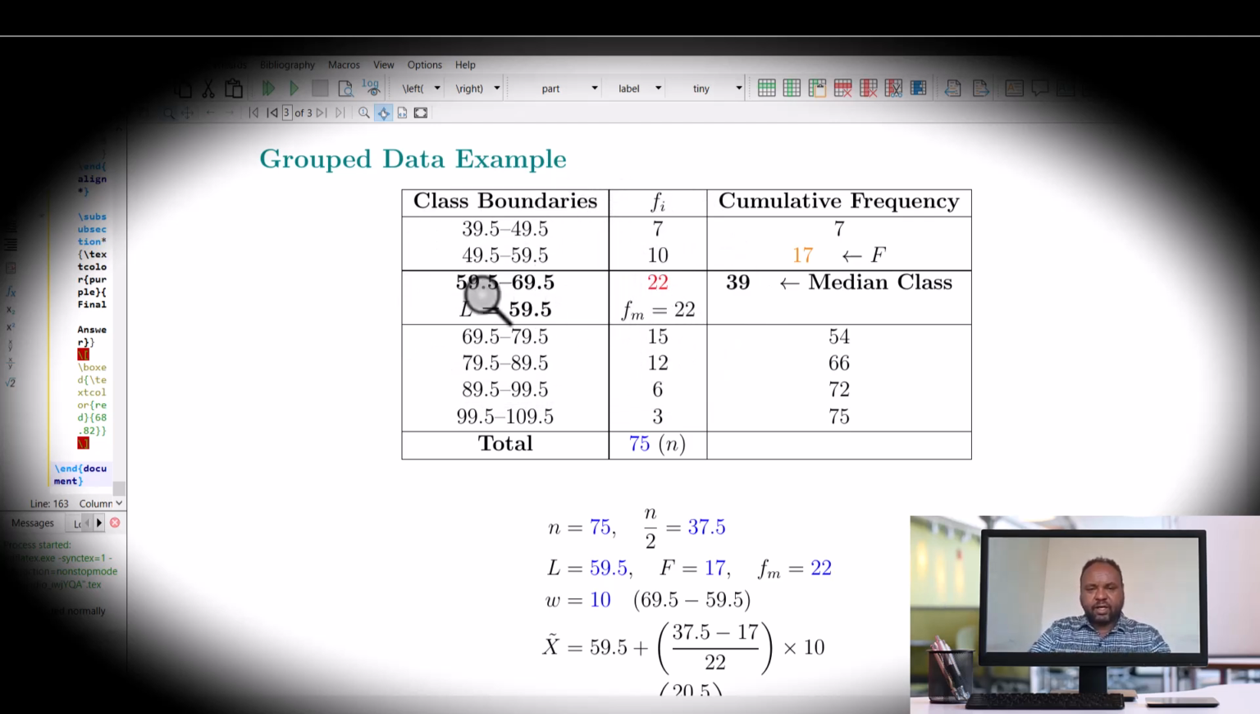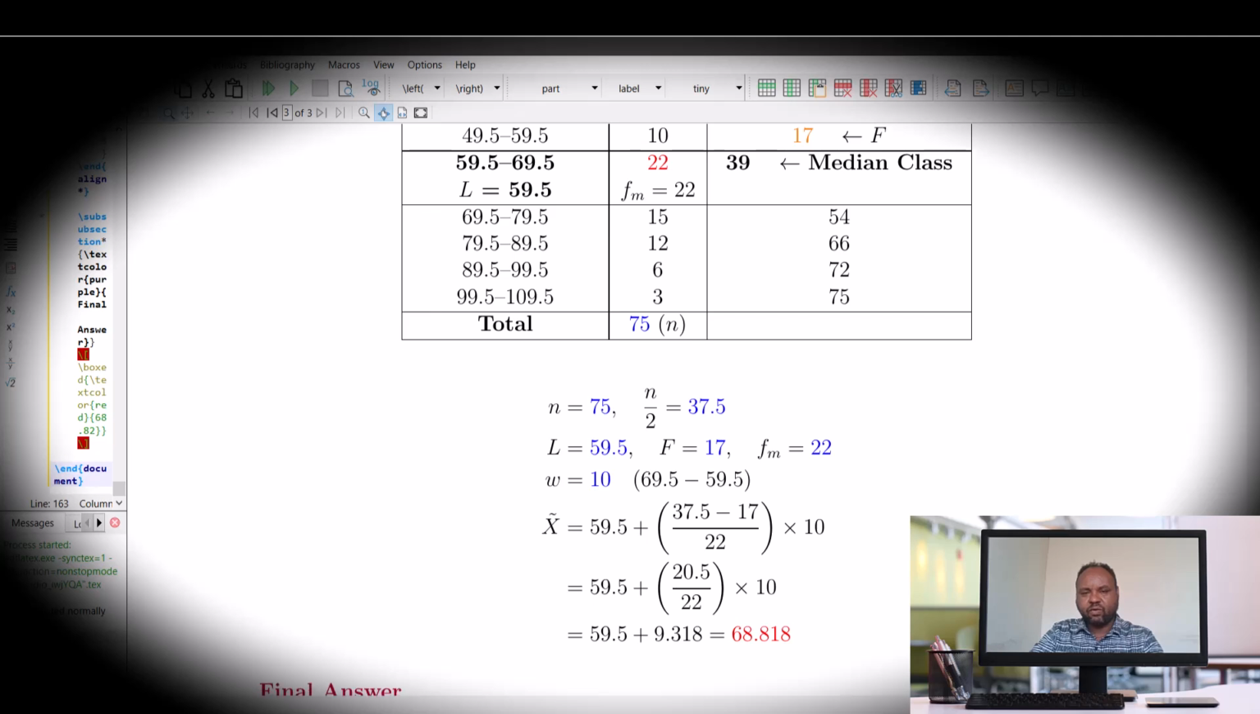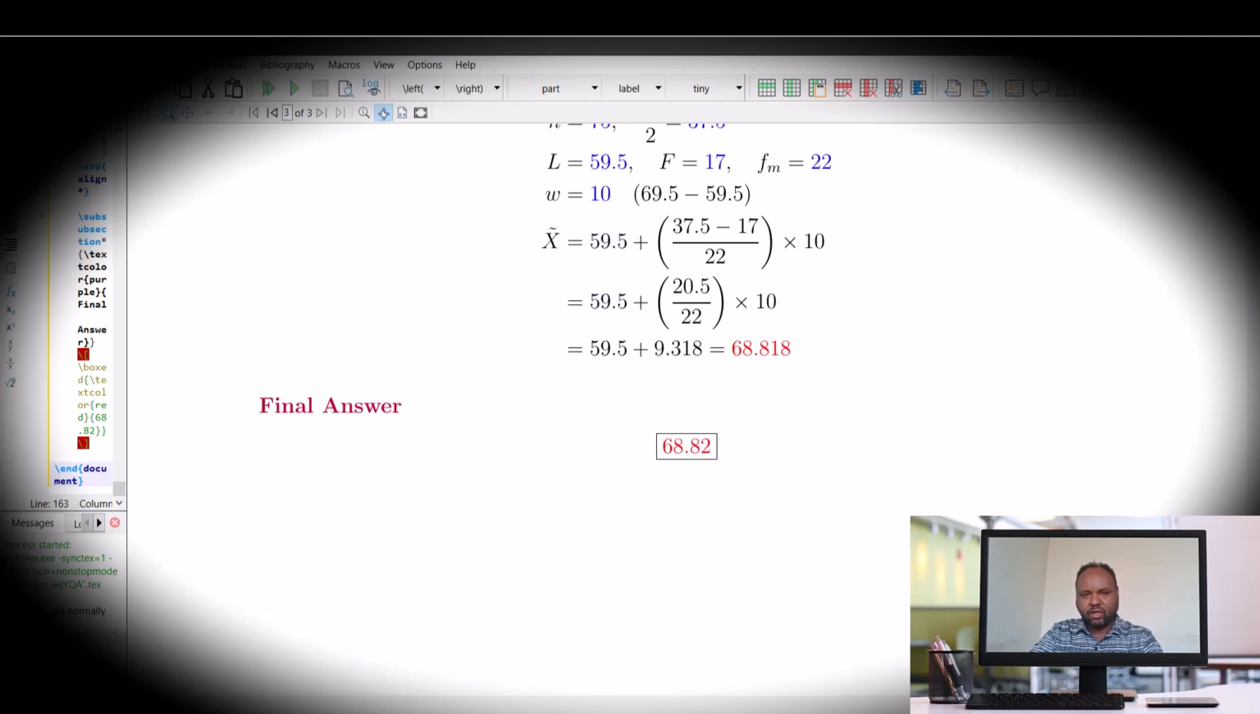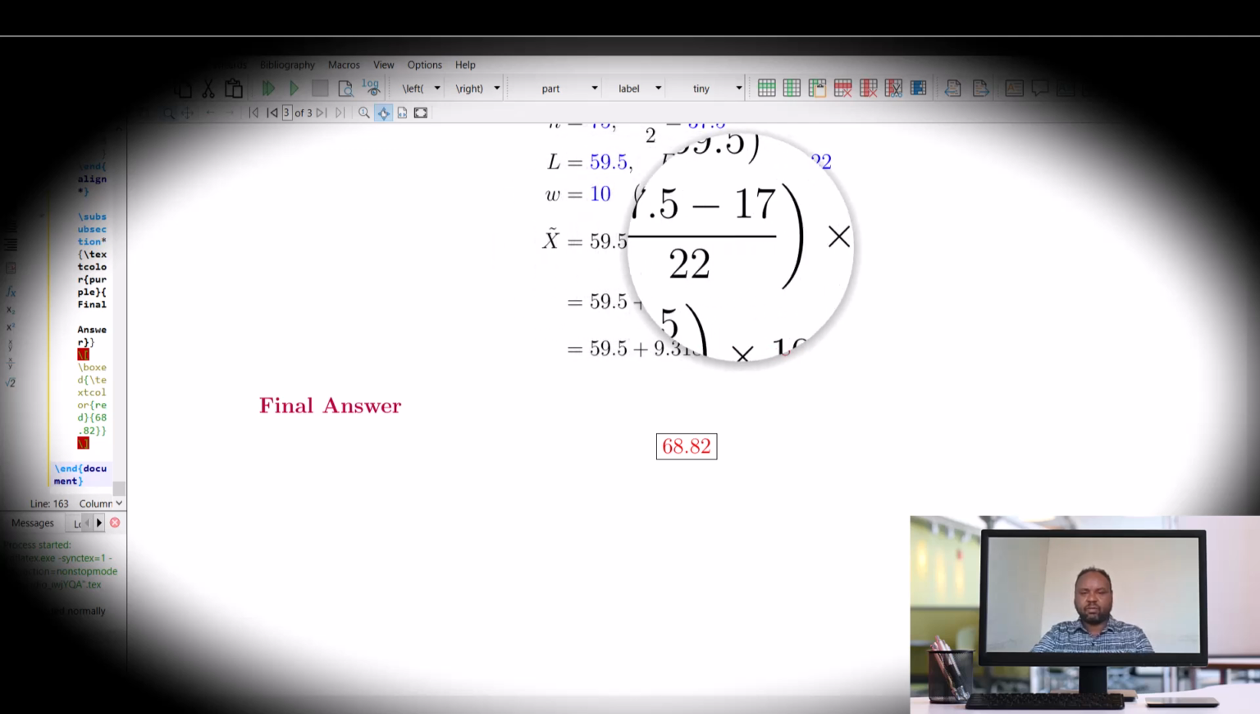This class, the third class, is the median class, where the median class frequency is 22, and the cumulative frequency preceding that median class is 17. The lower class boundary of the median class is 59.5. Then, having all these values, we proceed to the computation formula. Here, the formula is this one.